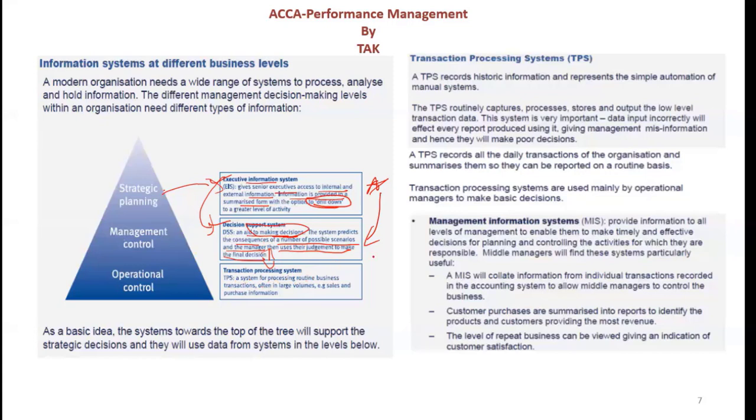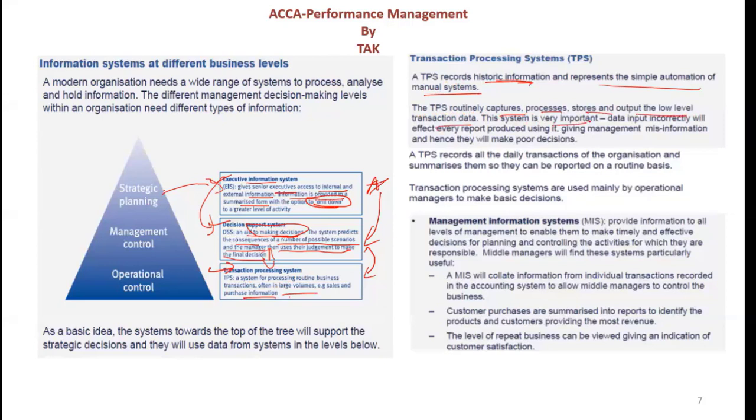Okay, after doing so, the workers will be conveyed the final strategy, and they have to just follow the instructions given and go for their day-to-day activities, the routine business. So the transaction processing systems will be there. They will not be making decisions; they will just be handling large volumes of information, data, and purchase information. Transaction processing systems record historical information and represent a simple automation of manual systems. The TPS routinely captures, processes, stores, and outputs the low-level transaction data.